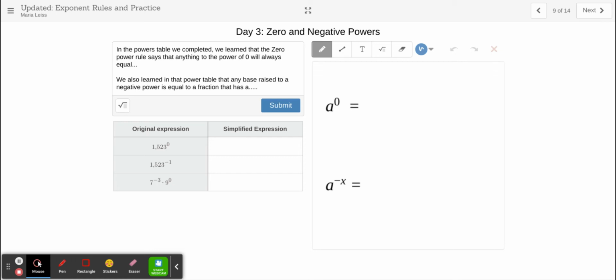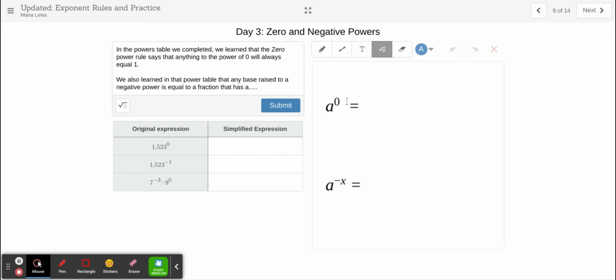Hello. So let's take a look at the rules that we have learned about zero and negative powers with our exponent rules. On this slide, we talked about these rules when we did our powers table last week. But in that powers table, we learned that the zero power rule says anything to the power of zero will always equal, and most students are remembering, anything to the power of zero is always equal to 1.